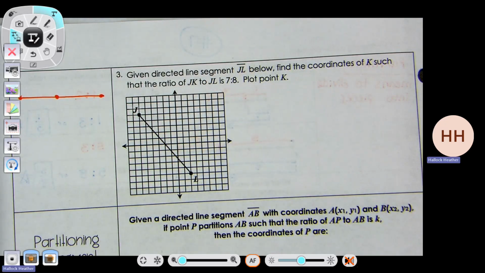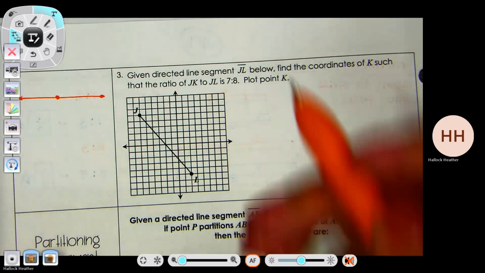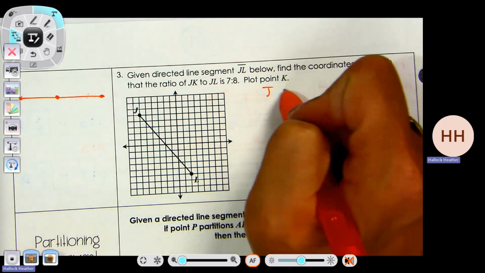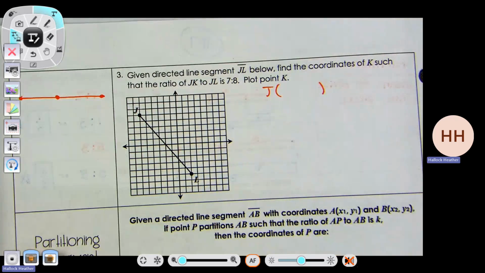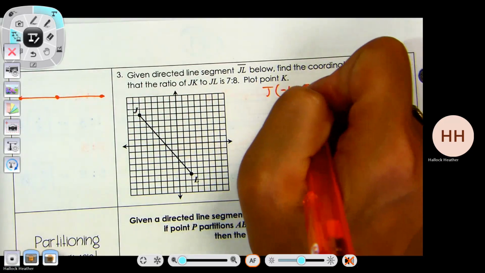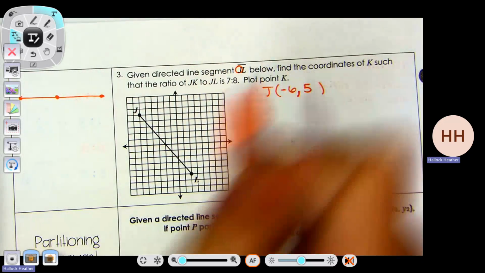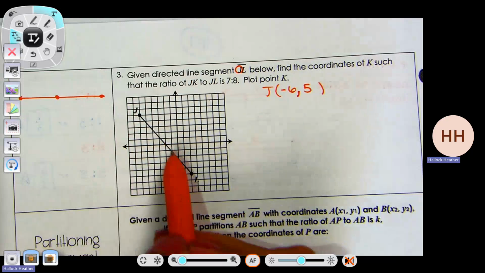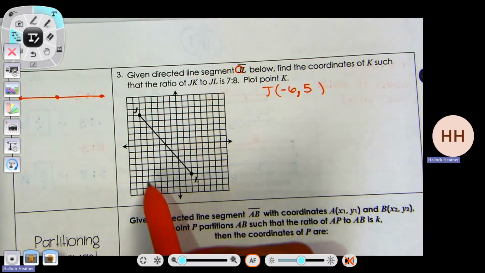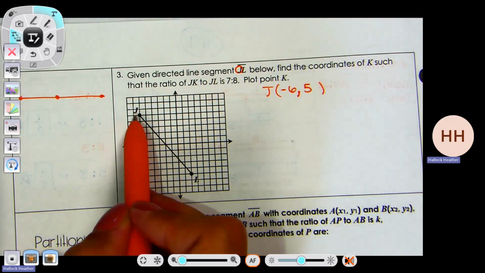Okay, so does anybody know the point where I'm starting at? Good. Okay, so we're starting at J. What is that coordinate? Yeah, negative 6, 5. Because you're starting at J. I know, I'm sorry, these don't have lines or numbers, and they're all the same. It's really like playing with your eyeballs. But you're starting at negative 6, positive 5.